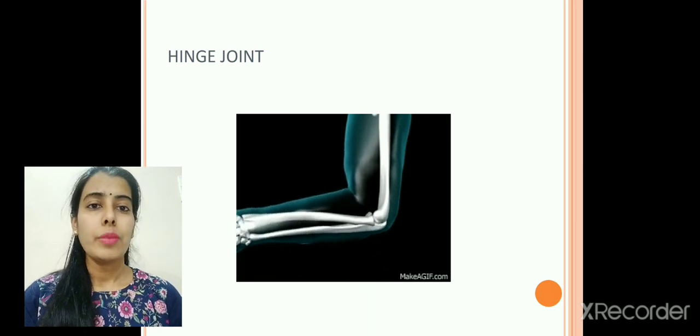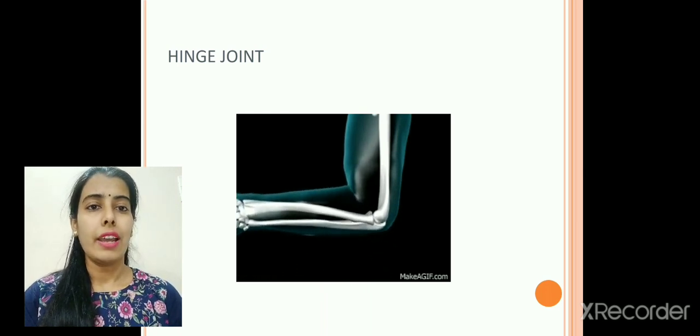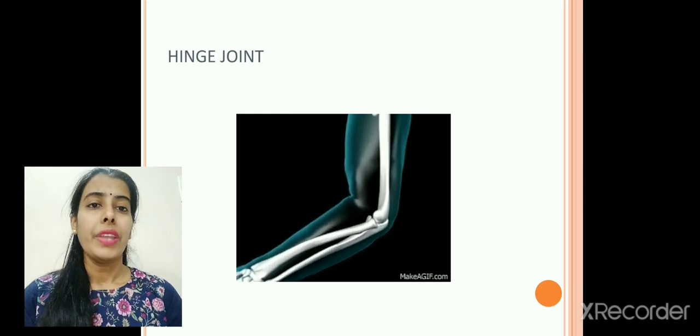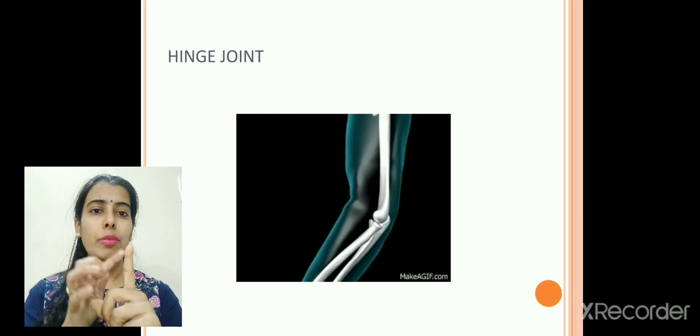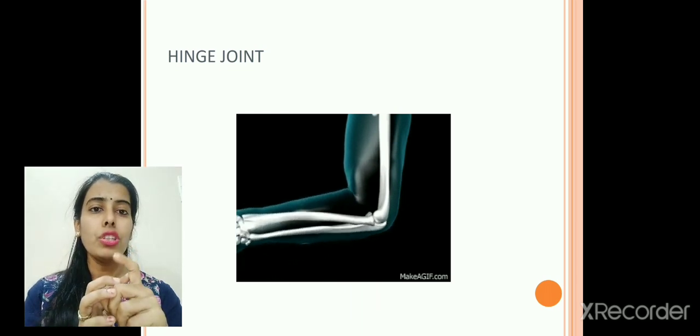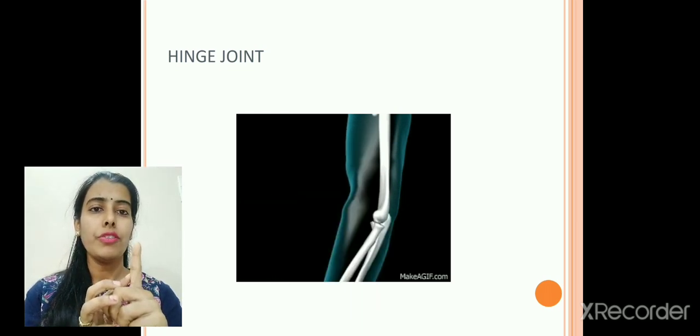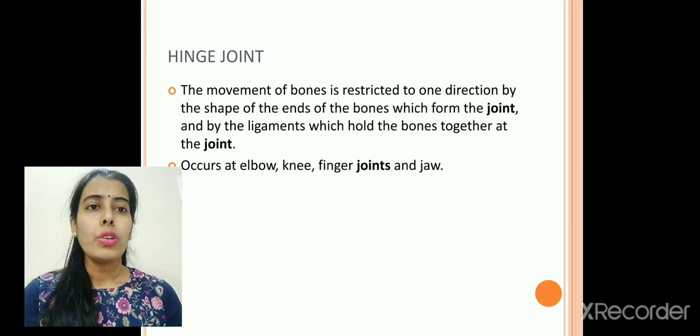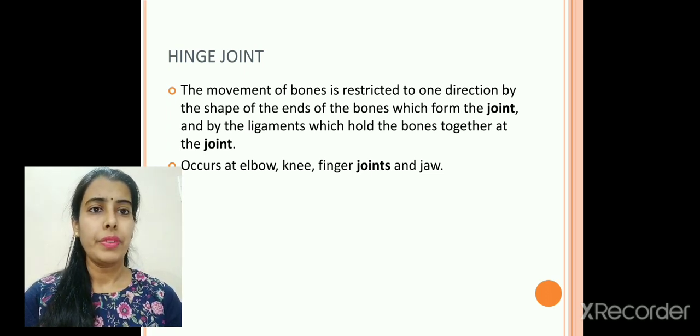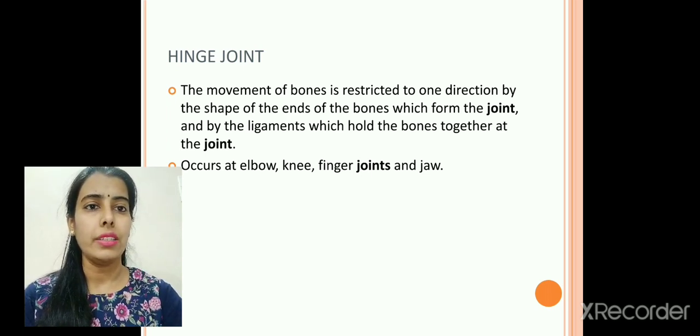Such types of joints are found at places like the elbow and in the fingers. If I move my finger here, I'm not able to bend it backwards. So this joint is helping the movement of the finger only in one plane. So hinge joints are the joints which help the bones to move in one direction, and in this process the ligaments help keep the bones together at the joints.